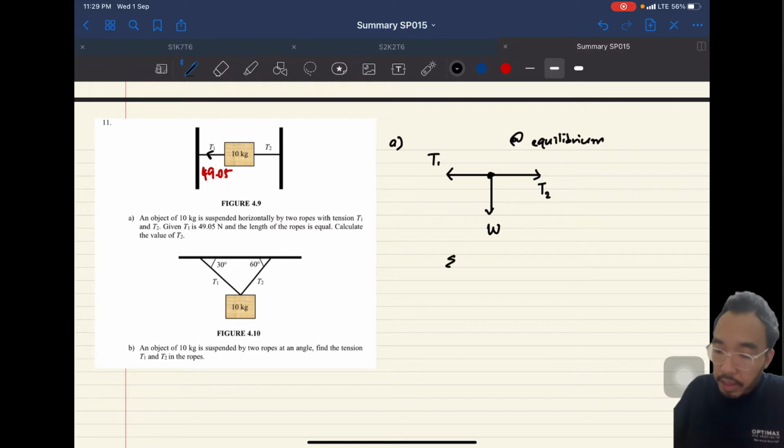So they want to find T2, so maybe I can try to solve from Fx. Again, I always write this, and it's very important because sometimes you might get 1 mark if you write this. Why is it equal to 0? Because it's at equilibrium, so acceleration is equal to 0. If they give a mark, it will be because of the concept mark. So T2 minus T1 equals 0.